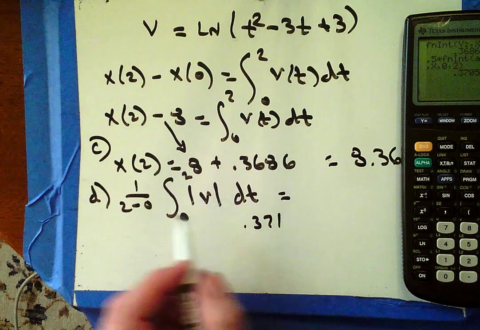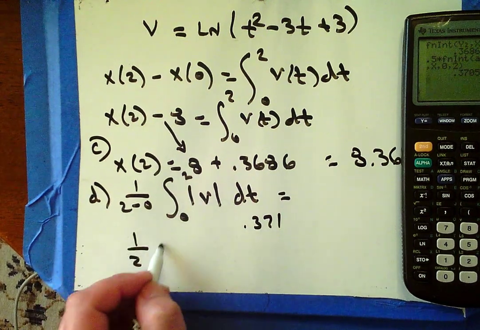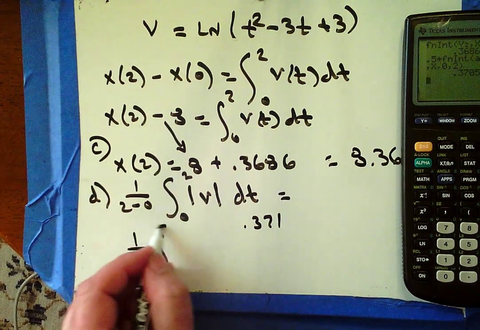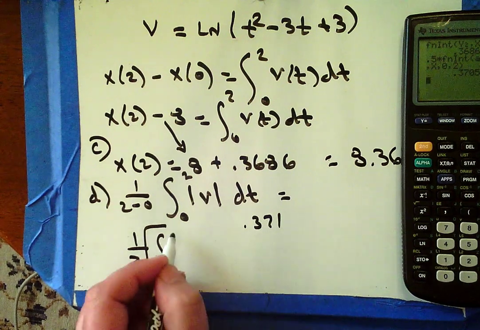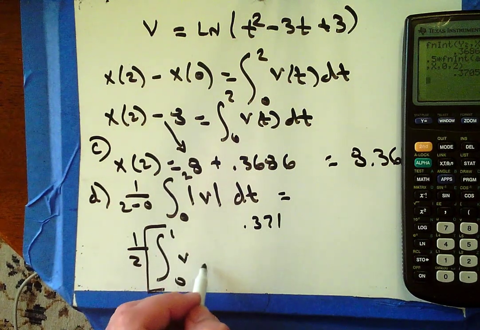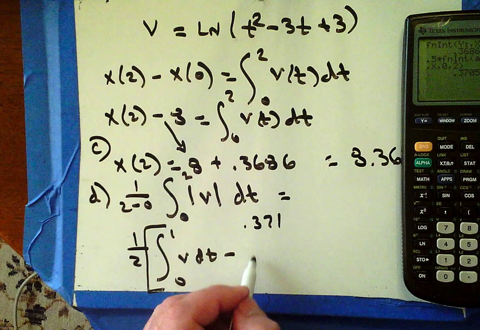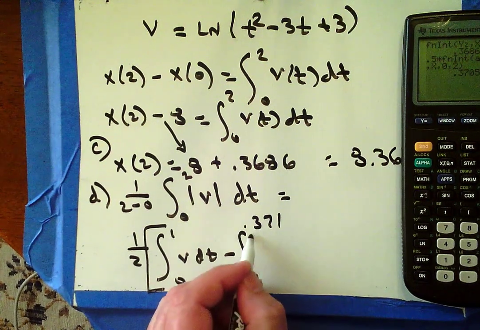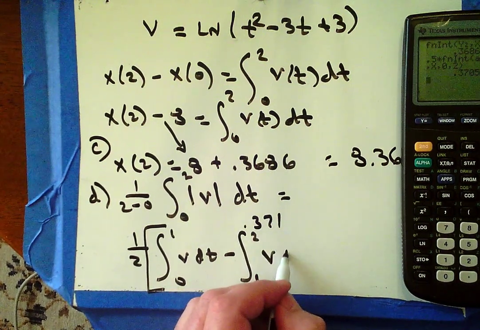0.371. If you didn't want to use absolute value here, and I'm not a big fan of that, you could do 1/2 of the integral from 0 to 1 of v minus the integral from 1 to 2 of v.